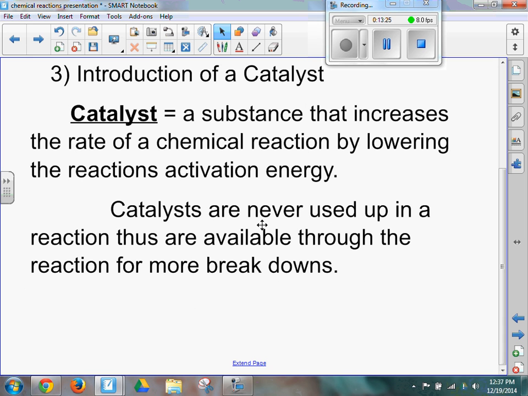But when we talk about a catalyst, they're never used up in a reaction. Thus, they're available throughout the reaction for more breakdowns. A good example of what a catalyst does would be a nut and a bolt. They're rusted together, let's say. If we wanted to get that nut off of the bolt, we would use a tool. This would be a wrench, a crescent wrench, or a standard stationary wrench as well.